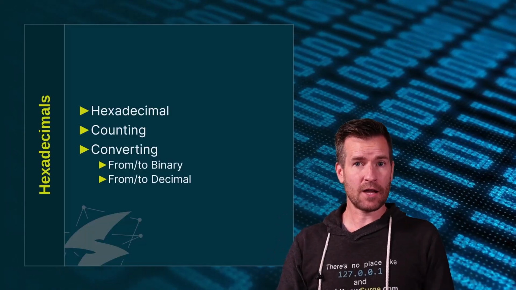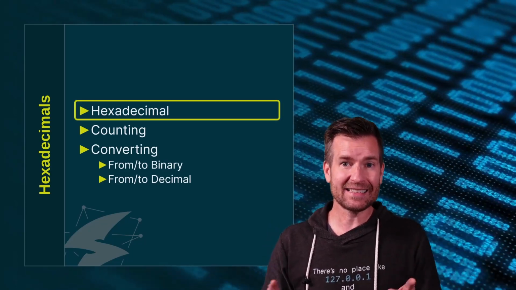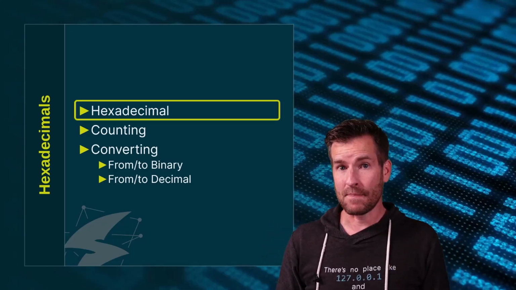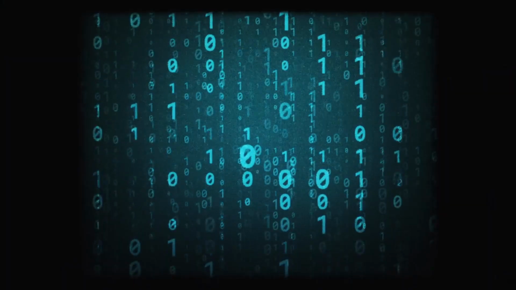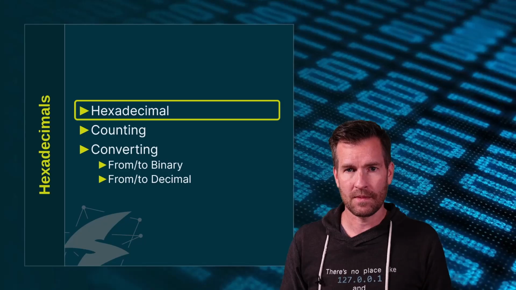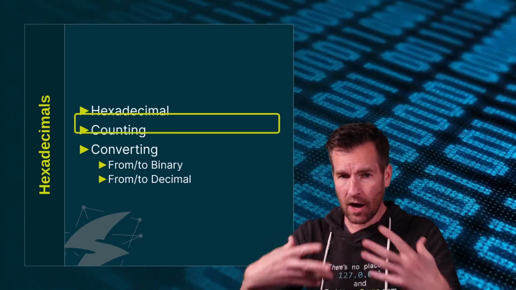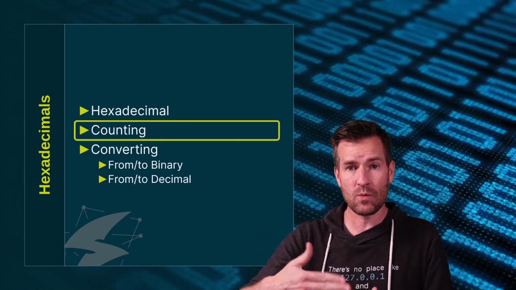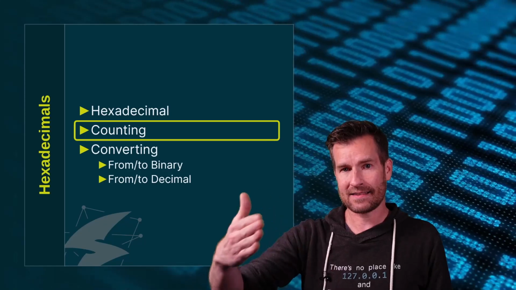We'll kick this module off by talking about hexadecimal numbers. We're going to compare it to decimal systems and we're going to compare it to binary systems, so we really have a good understanding of what hexadecimal is all about. Then we'll get into counting in hexadecimal. How do we start counting up in hexadecimal?